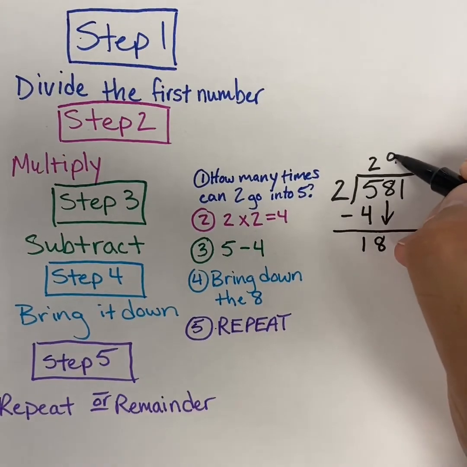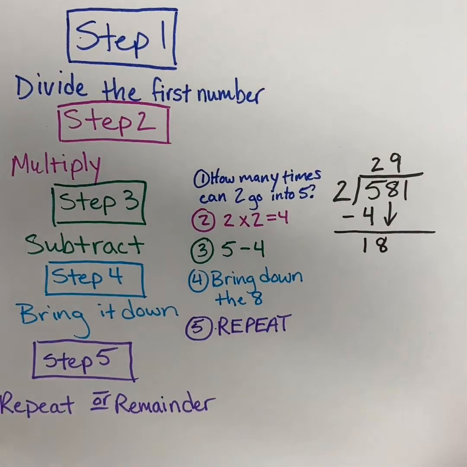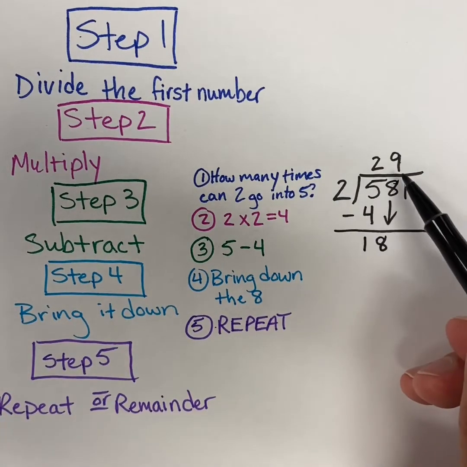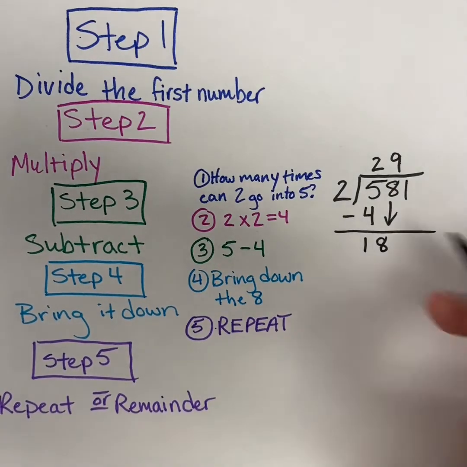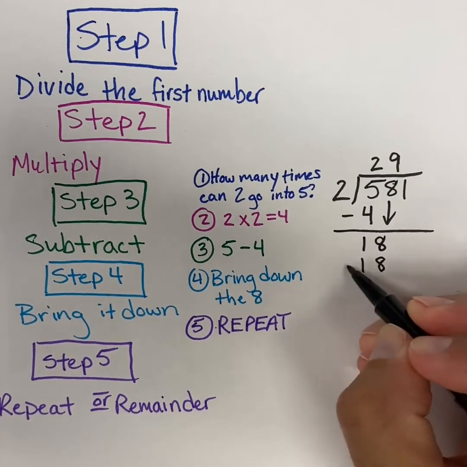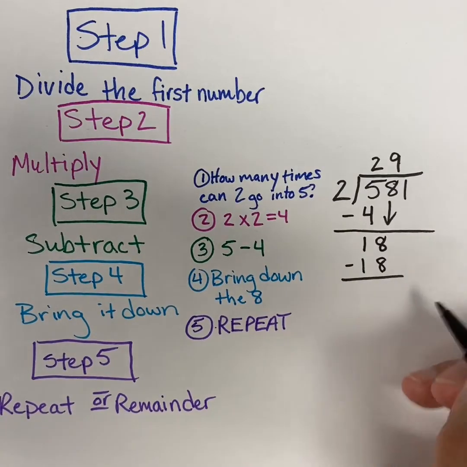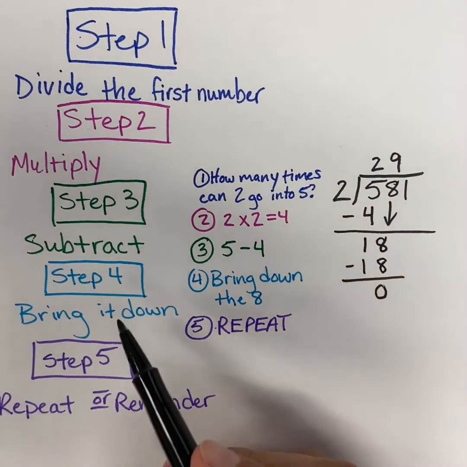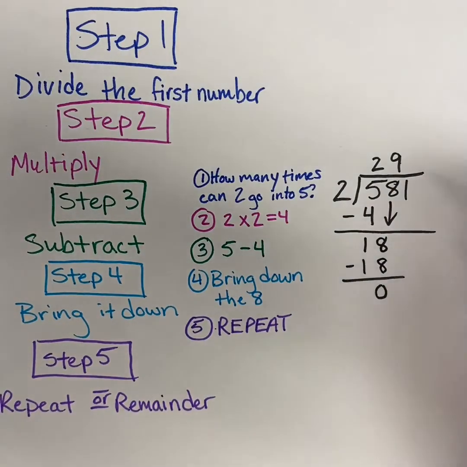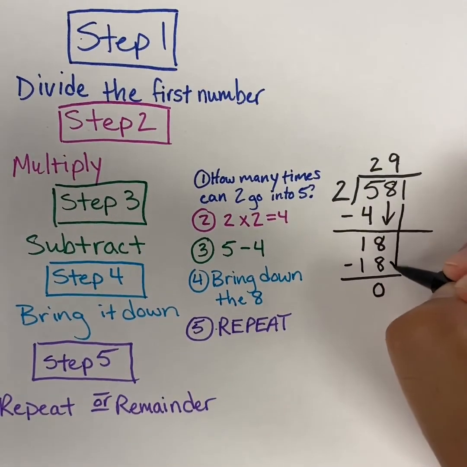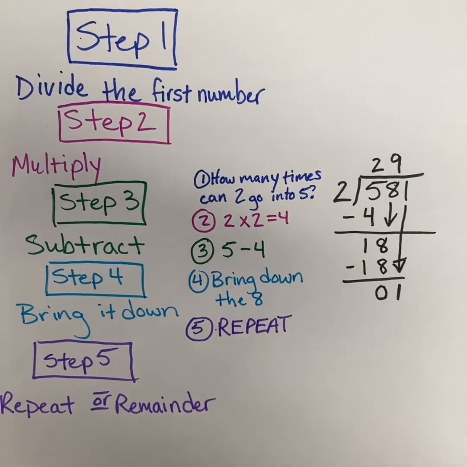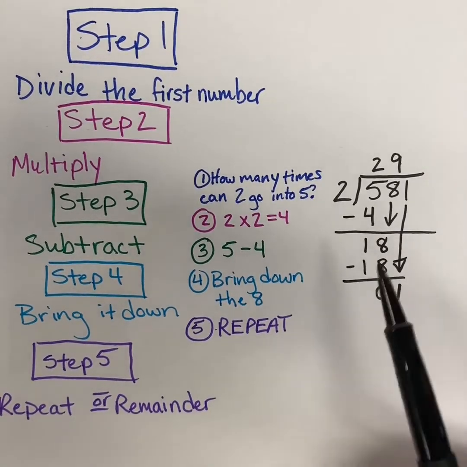So I'm going to go ahead and fill in 9 up here in my answer, and we're going to go through the next step. Step 2 is multiply. Well, in the beginning, we multiplied 2 times 2, but now it's 9 times 2. So 9 times 2 is 18. Next step is to subtract. 18 minus 18, we get 0. We're on step 4 already. Step 4, bring it down. Our next number is a 1, so we would bring this 1 down, okay? And we're going to go ahead and try to repeat this.